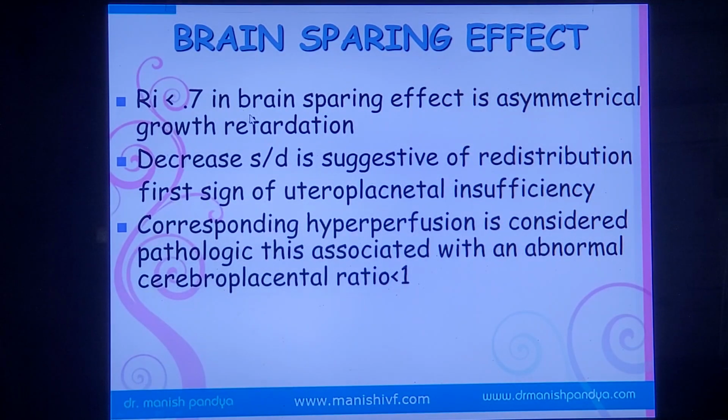RI is less than 0.7 in brain sparing effect in asymmetrical growth retardation. Decreased S/D ratio suggests redistribution, and that is the first sign of hypoplacental insufficiency. Corresponding hyperperfusion is considered pathological. This is associated with an abnormal cerebroplacental ratio less than 1.